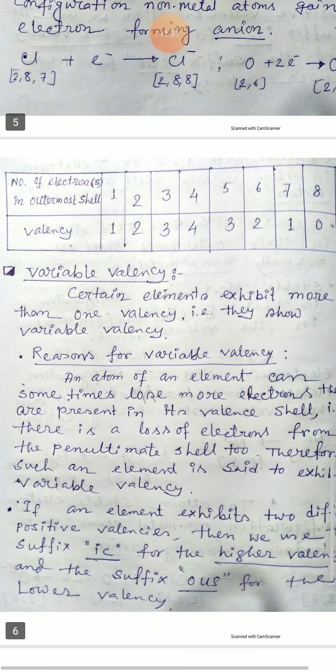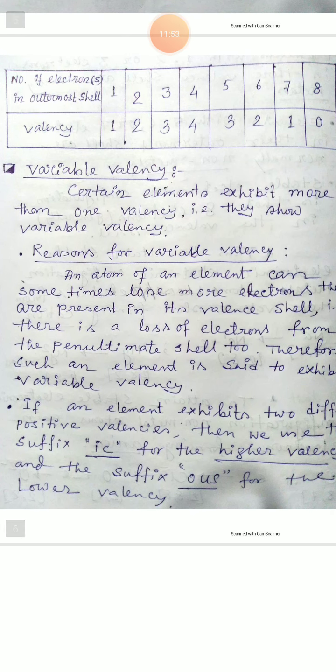Now variable valencies. What is variable valency? Certain elements exhibit more than one valency. That is, they show variable valency. For example, Fe, iron, has two valencies, Fe2+ and Fe3+. Iron, copper, tin: these elements can show more than one valency. That is, they show variable valencies.